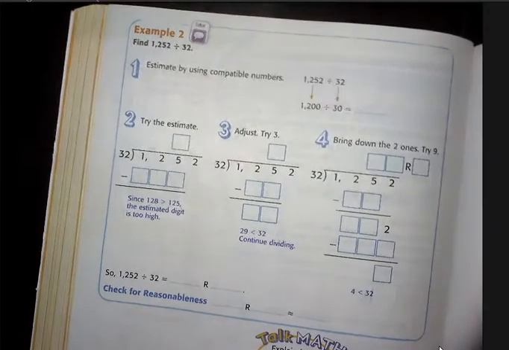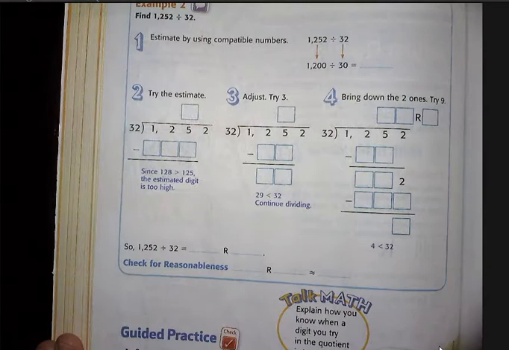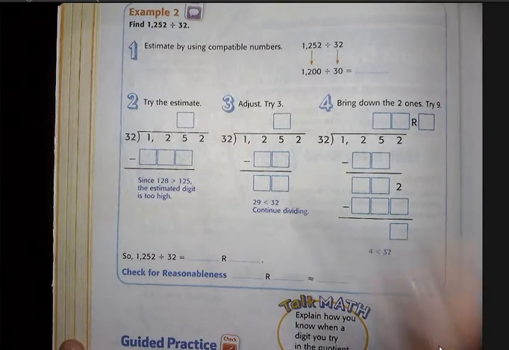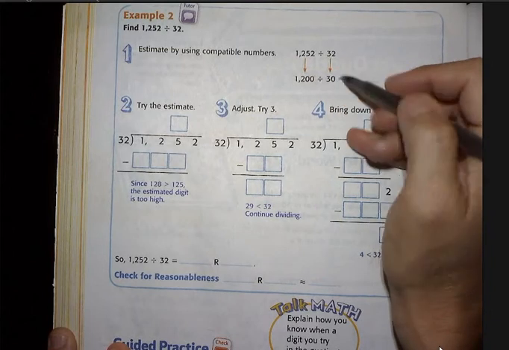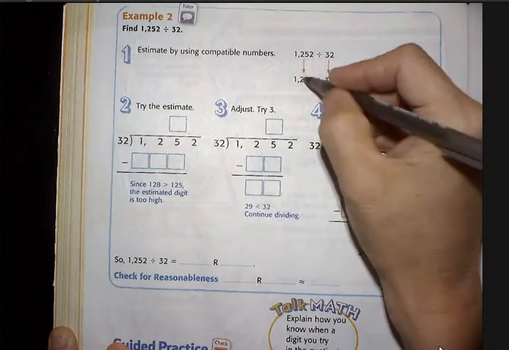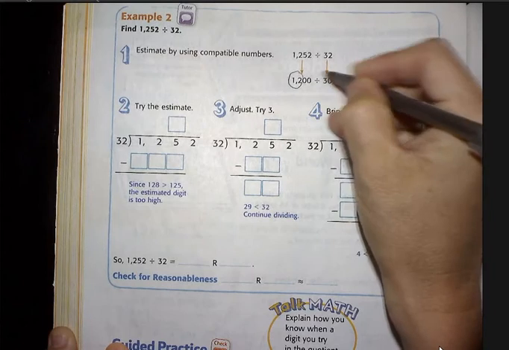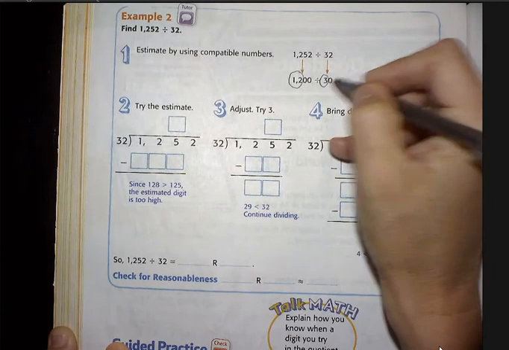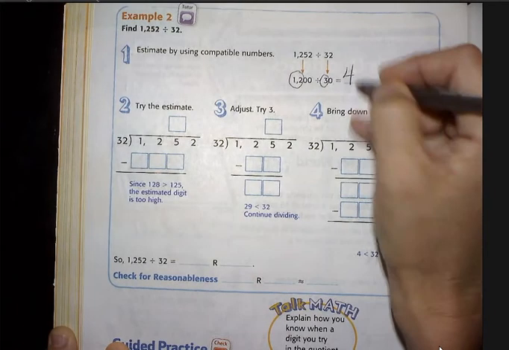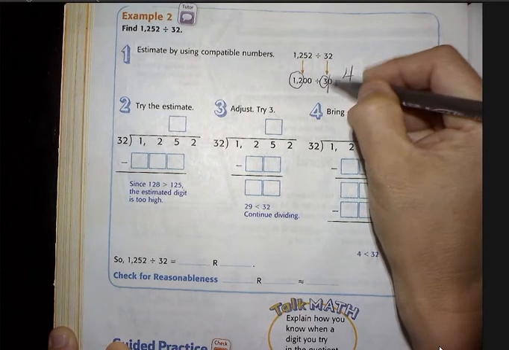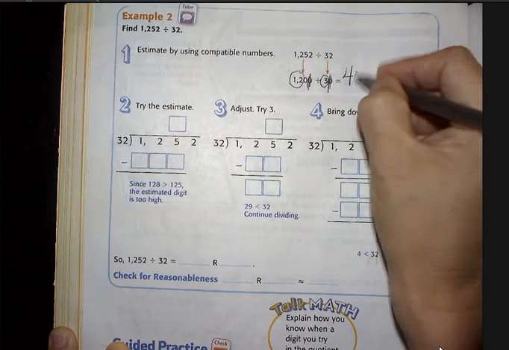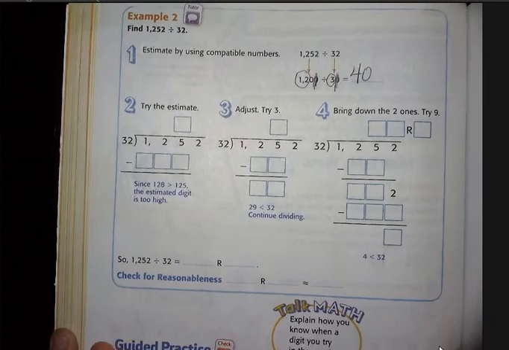Okay, this is example number 2, and it says to find 1,252 divided by 32. So it says if we estimated that 1,252 becomes 1,200 and 32 becomes 30. Now remember, I'm going to circle everything that's not a 0. I've got powers of 10 here. So 12 divided by 3 is 4. Now how many buddy zeros can I mark off? Just one on this side and one on this side. So there's one left over. So my estimate is 40.